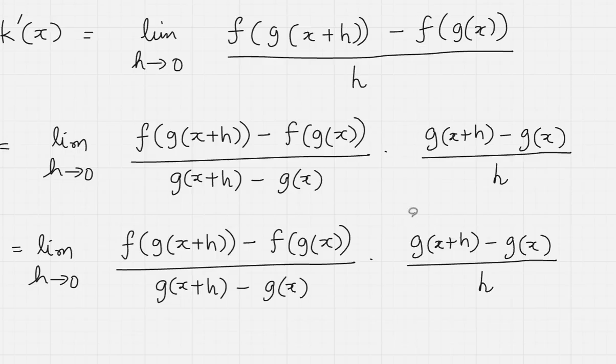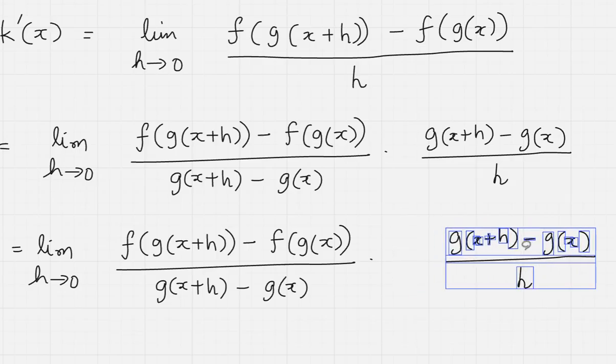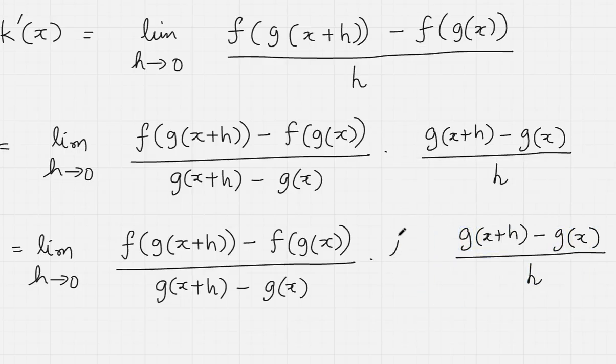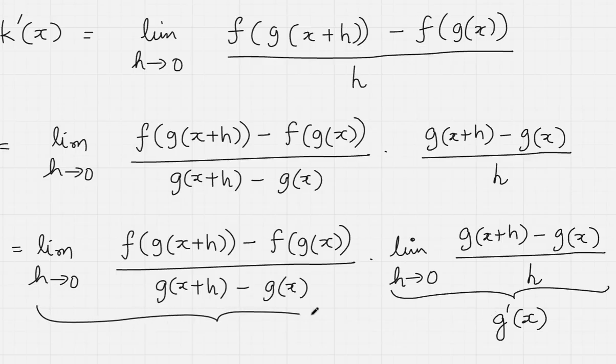So this is equal to that multiplied by the second limit here. Now we can clearly see the second part is recognizable. We know this is equal to g dash of x. We know this. Okay. So this part is done. Now the only part remaining is to prove that this is equal to f dash at g of x.